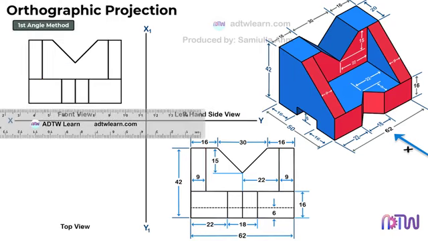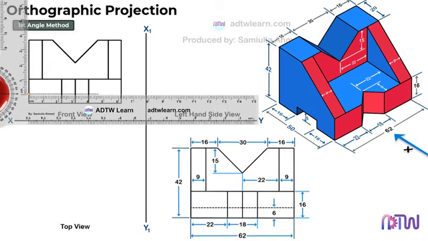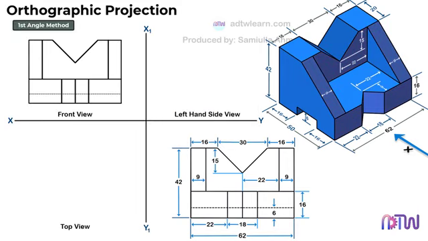At last, we need to draw this horizontal dotted line. We can see it is 6 mm above the bottom, so take a drafter and mark a point at 6 mm on this vertical line from the bottom. And draw a horizontal line. We got the final required front view of the object.